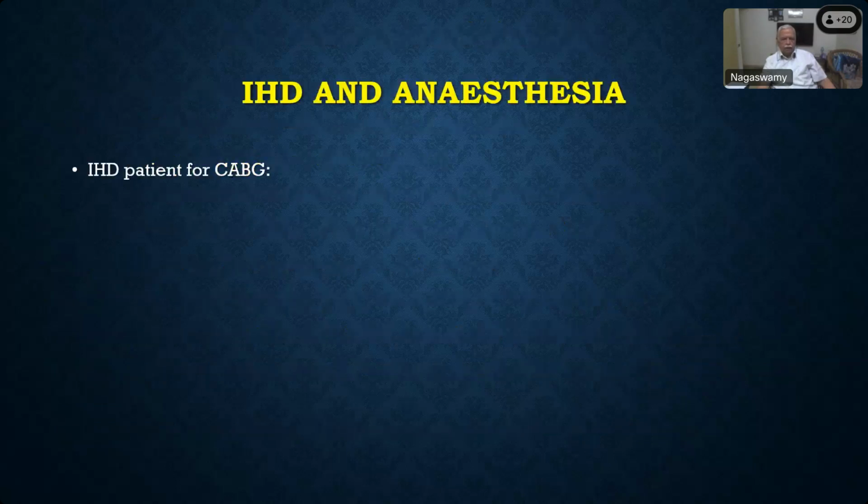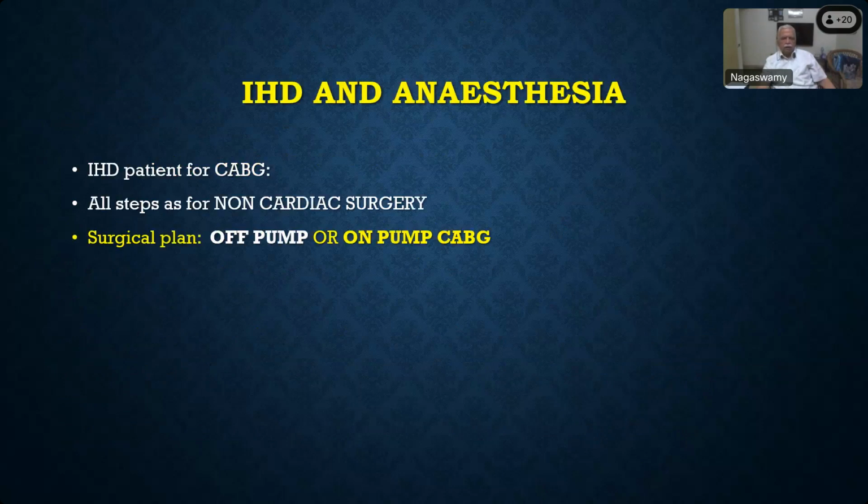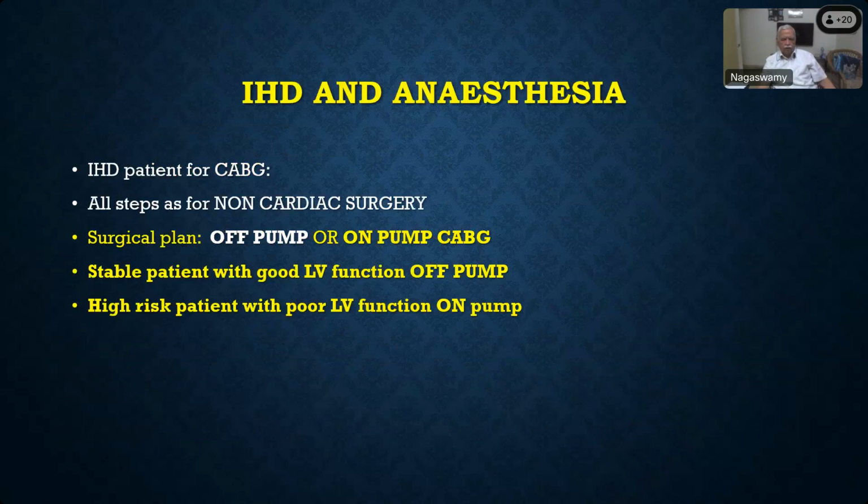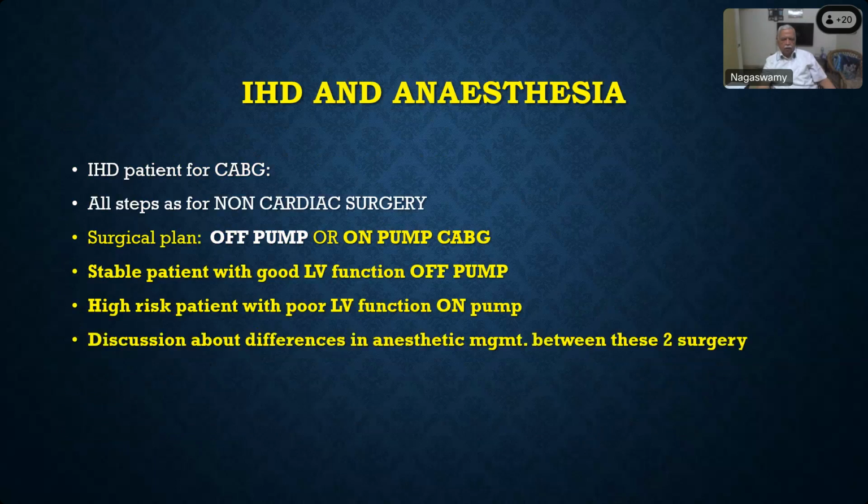But patients with ischemic heart disease coming for CABG also can be asked in the examination. So all the steps of history taking and other things you should follow as for non-cardiac surgery. Surgical plan, it can be off pump or on pump. Nowadays, mostly off pump surgeries are done, which is done for stable patients with good LV function. So high risk patients with poor LV function only are done under on pump procedure. And you must discuss the differences in anesthetic management between these two surgeries.